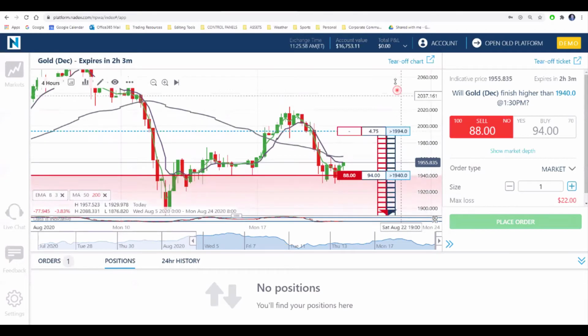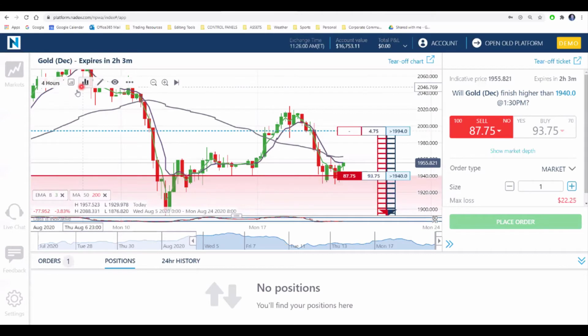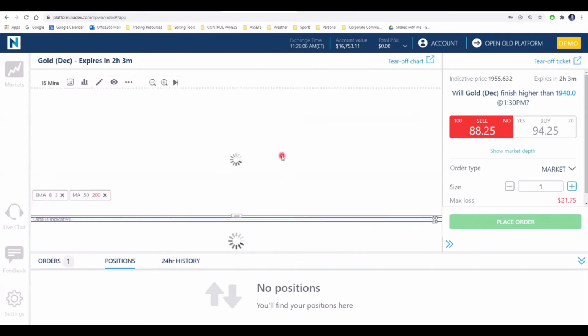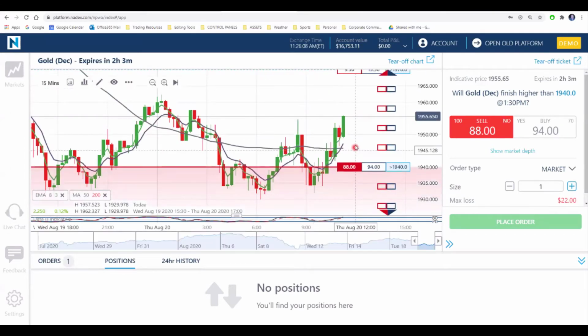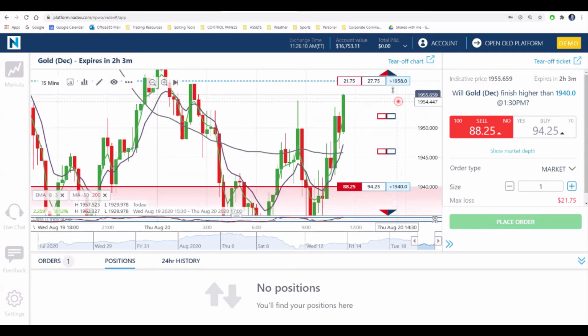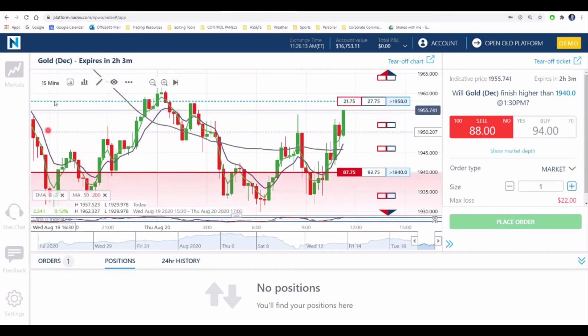Okay, this is a 4-hour chart. Stephen was bearish on gold, so I'm going to move down to a 15-minute chart and see what the charts are telling me. And then I'm going to explain the real estate of the Nadex chart right now. In the upper left-hand corner, we've got the instrument, and this is gold expiring when the pits close. It's going to expire in 2 hours and 3 minutes. So this trade will be over.